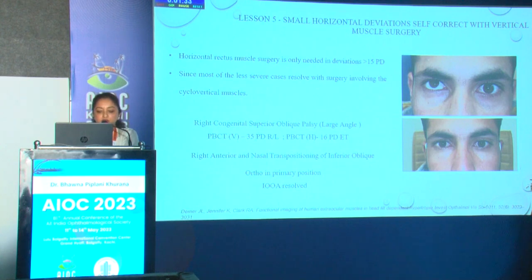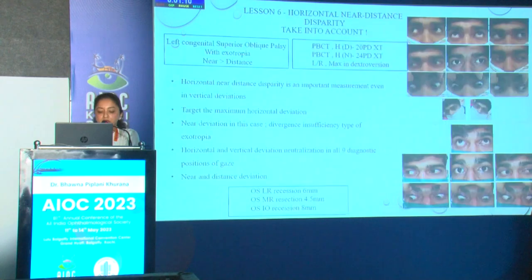This patient with the right congenital superior oblique palsy, a large angle vertical deviation of 35 PD R by L, and a horizontal deviation of 16 PD ET was present. The patient underwent right anterior nasal transpositioning of inferior oblique. This is at 3 months follow-up. The patient is ortho in primary position, does not have a significant horizontal deviation, which has reduced to about 4 to 6 PD, and IO overaction has resolved.